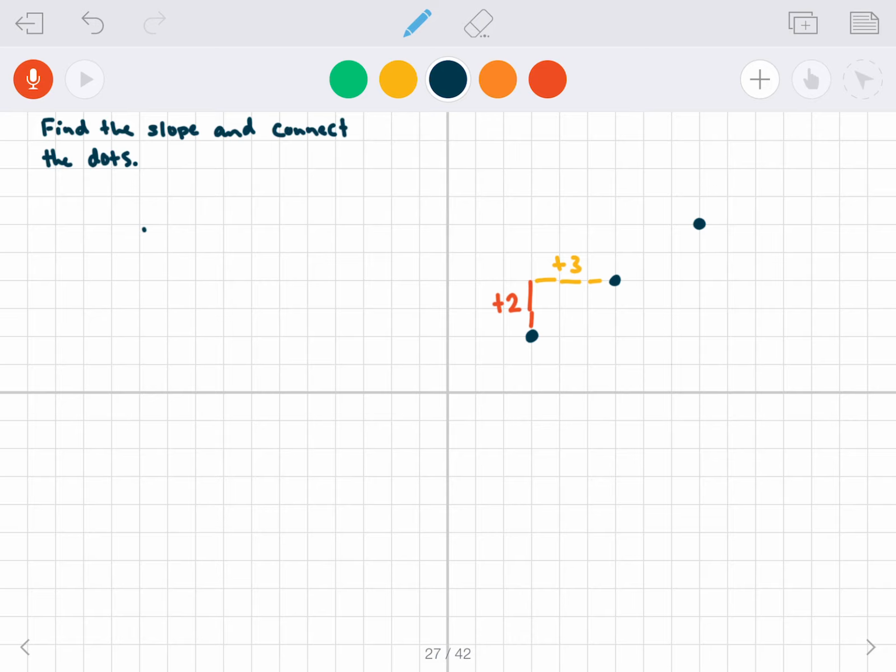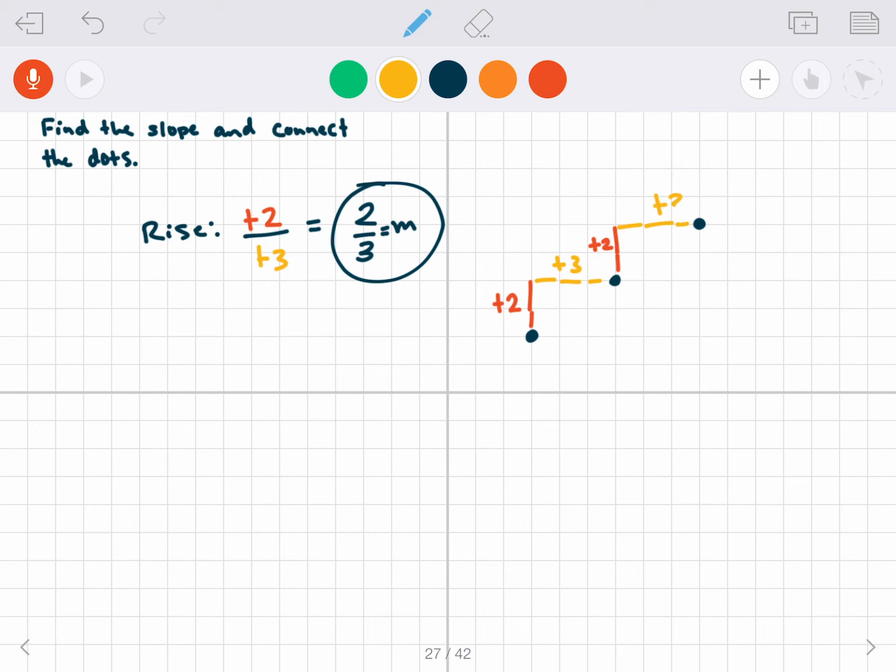So rise over run. My rise is positive 2 over positive 3. And a positive 2 divided by a positive 3 is just 2 over 3. So this is our slope. Now, you can see that the rise over run's not going to change. If I start at this point and I go to the next point, I rise 1, 2, that was positive 2, and then I run 1, 2, 3, plus 3. So the rise over run is the same.